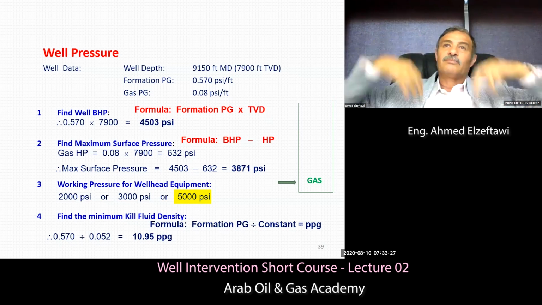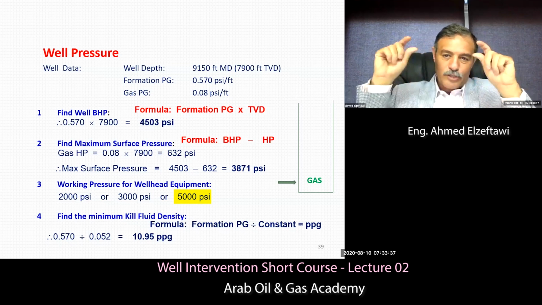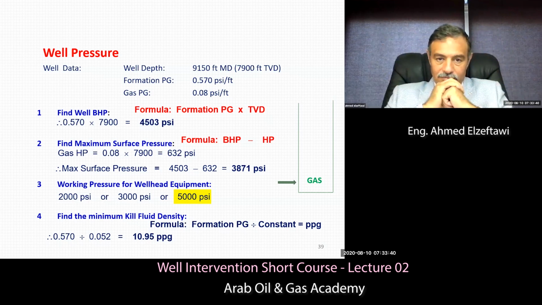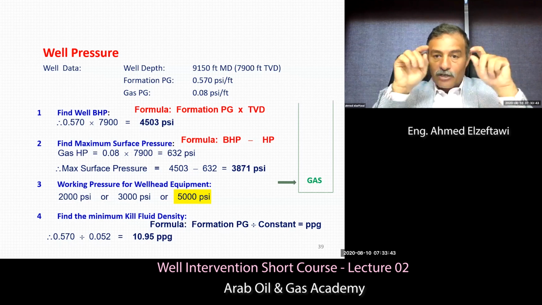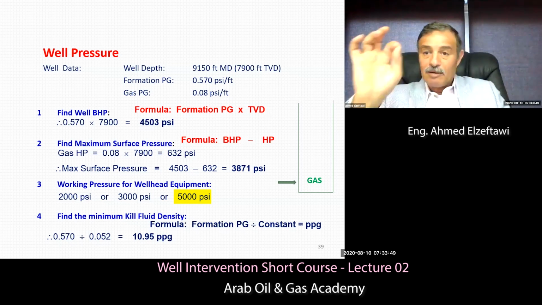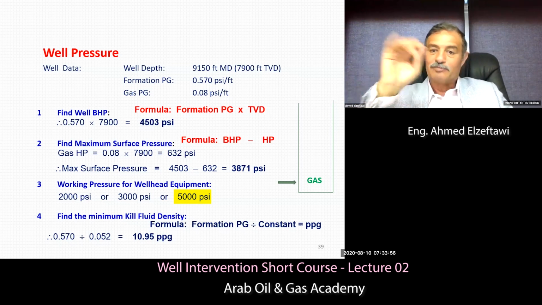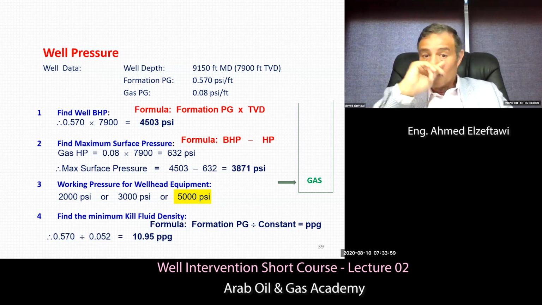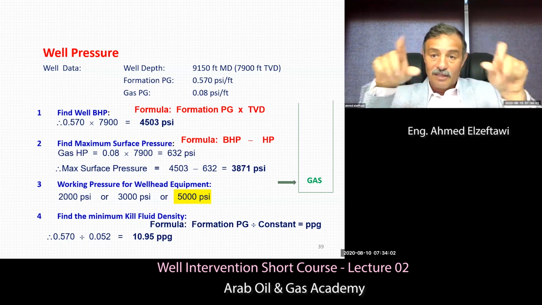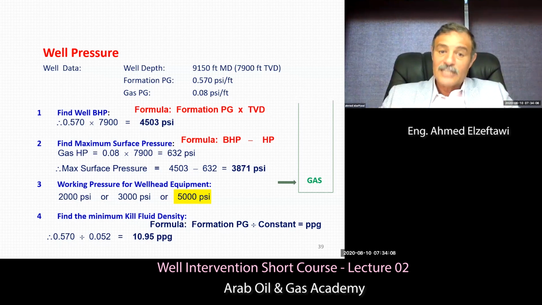Then people from my previous session said, Ahmed, but we said that when we do the hydrostatic head, we overpressure by 200 to 300 psi. Yes, that's right. But look at the question: find the minimum fluid density. The minimum is what makes balance. So it is 10.95. In these calculations, definitely we neglect so many factors that exist and affect these figures we are calculating.